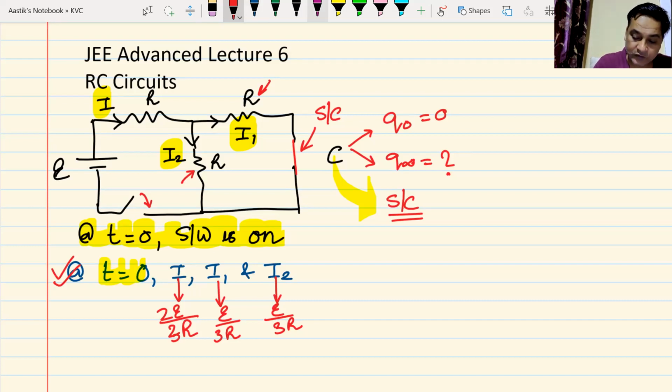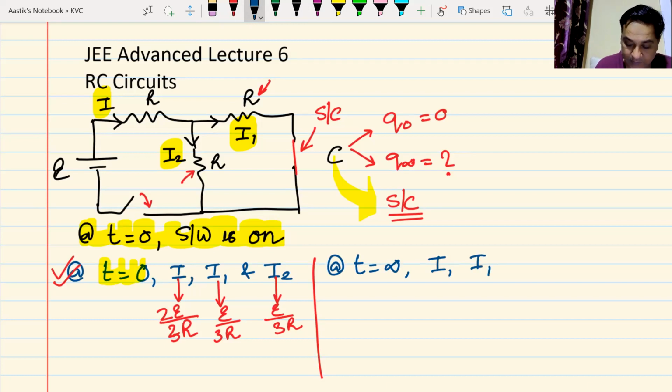Okay. Now I'm going to put another condition, at time t equal to infinity, after a long time. Find the value of I1 and I2. At infinite time, find the value of I1 and I2, and I'll give you 2 minutes to deal with this one. Okay, the answer is very simple, E by 2R. What is the current I1, I2?